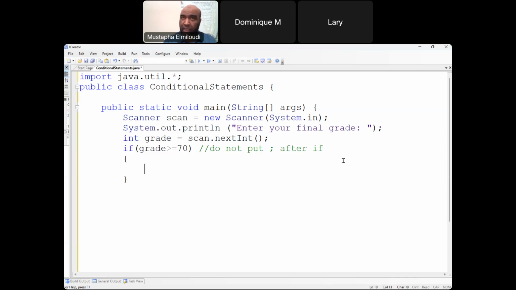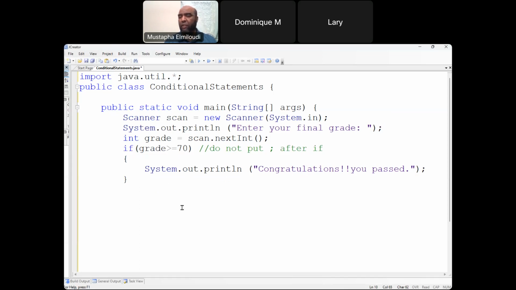Sometimes it does not make a difference, but most of the time it does make a difference. I'm going to give you an example. If grade is higher or equal than 70, I'm going to say System.out.println, congratulations, you pass. You pass, right? That makes sense. Okay.